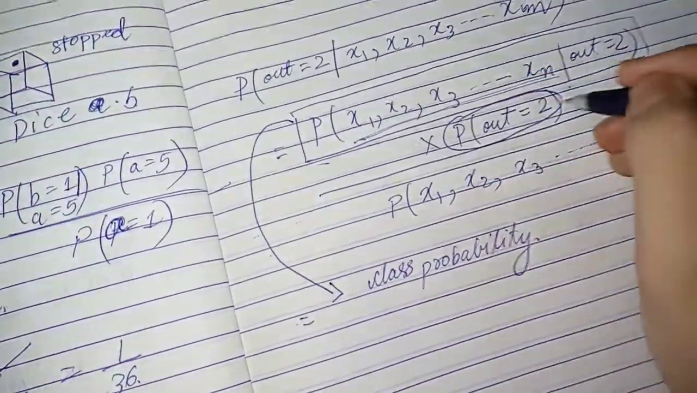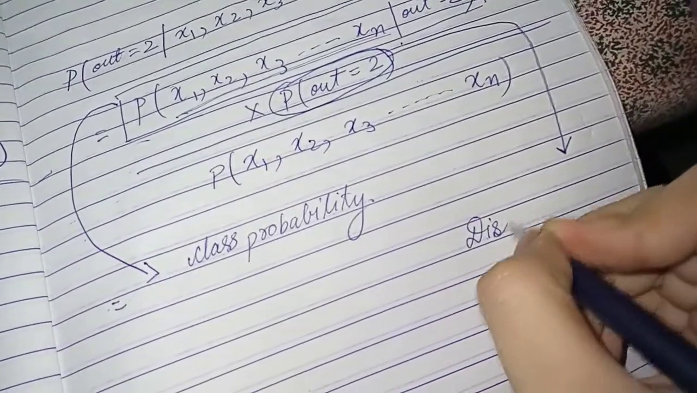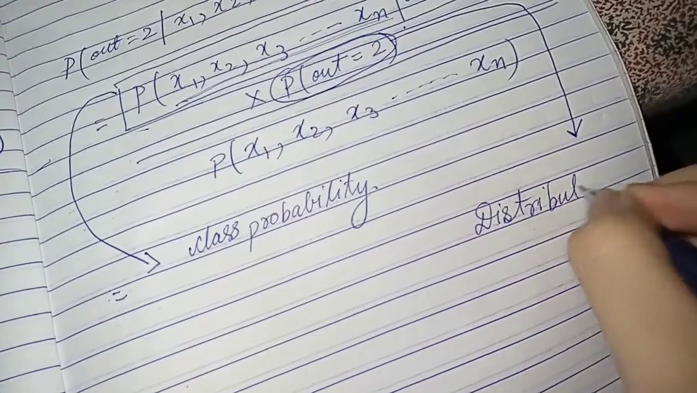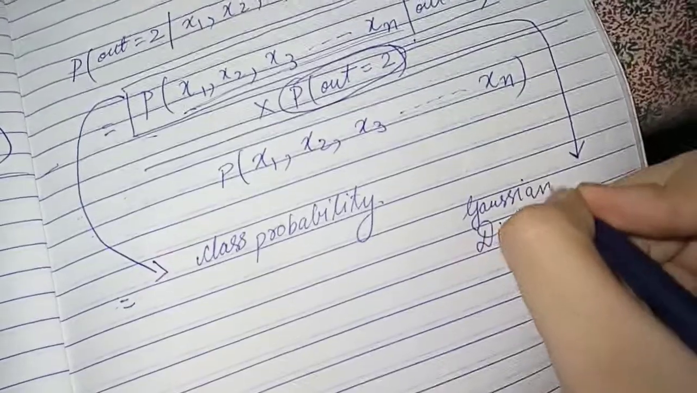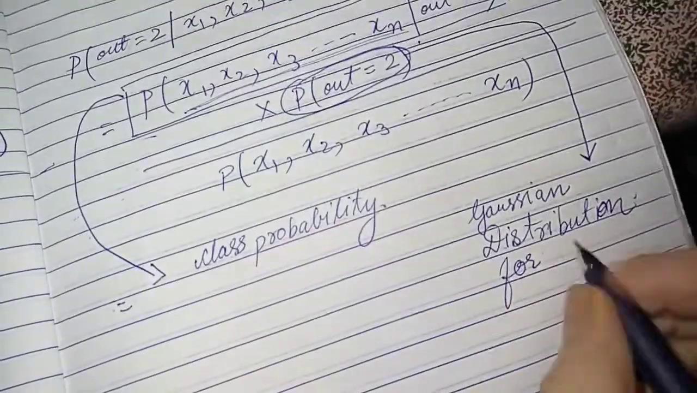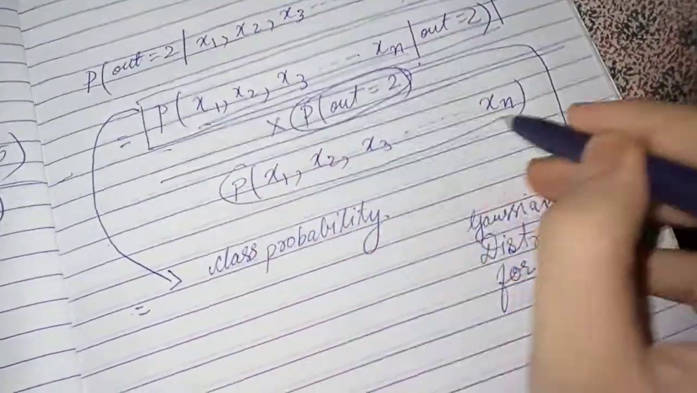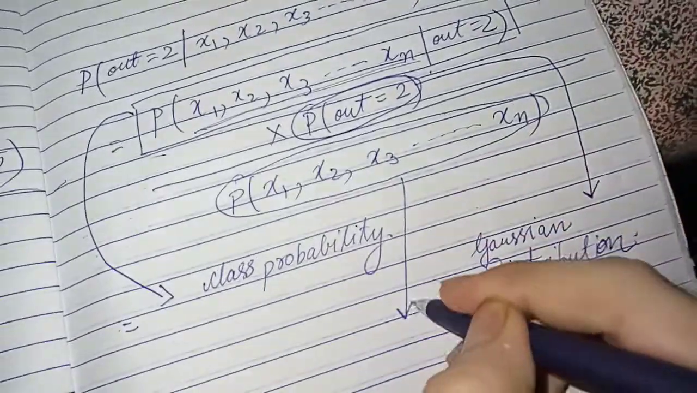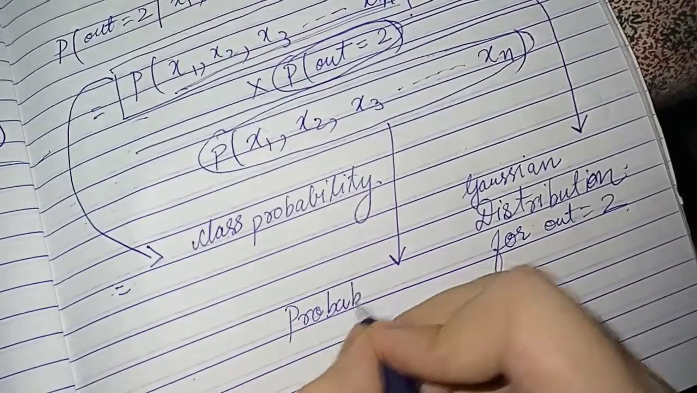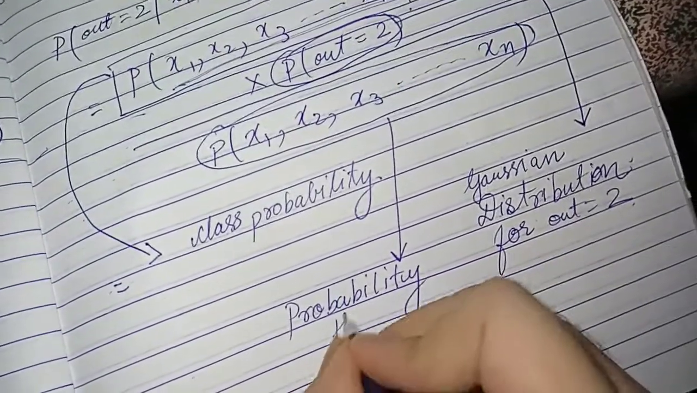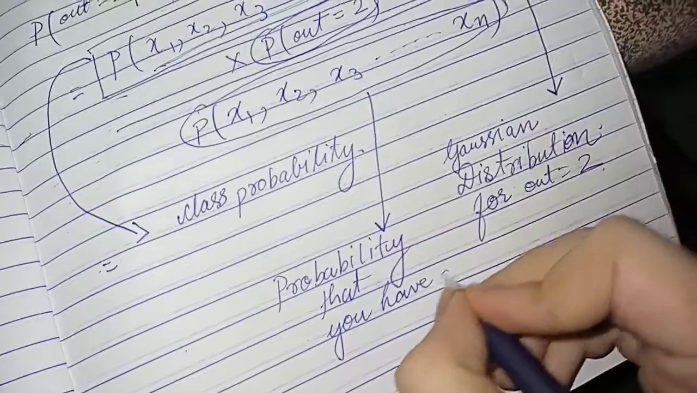And this is called the distribution. Actually, the Gaussian distribution for outcome equals 2, and this is the probability that you have all data points.